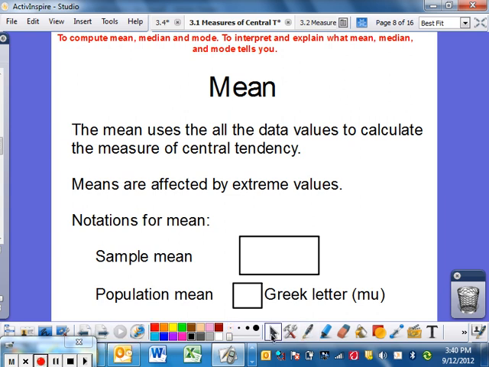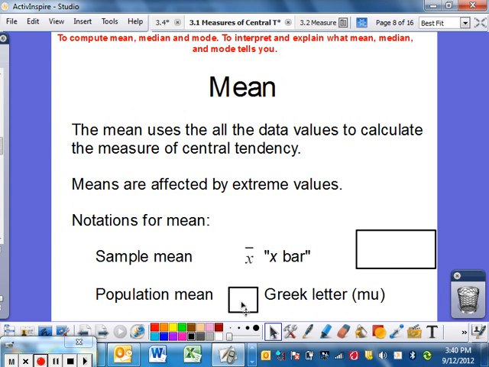Now, a few things. If you look at your pink formula sheet, the very first thing you see on there is the sample mean. Oh, that's X bar. I apologize. The sample mean, we call this X bar. The population mean is mu. It's the Greek letter M, even though it looks kind of like a U. These are notations for the mean.